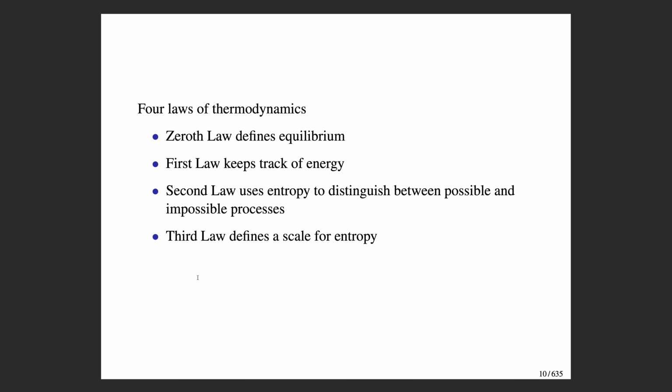The second law uses entropy as a tool to distinguish between processes that can occur and processes that cannot occur. Okay, so it allows us to distinguish possible from impossible processes that our thermodynamic system can undergo.